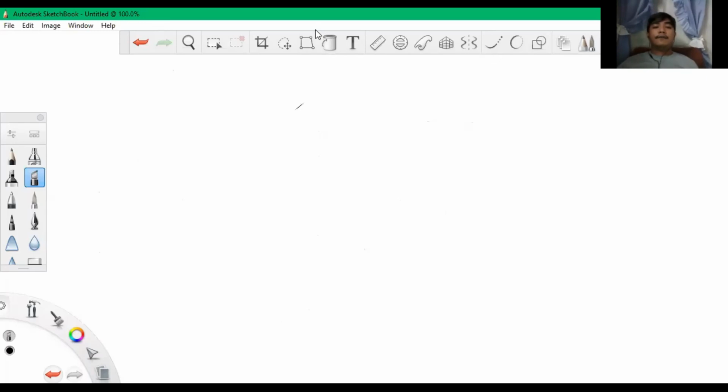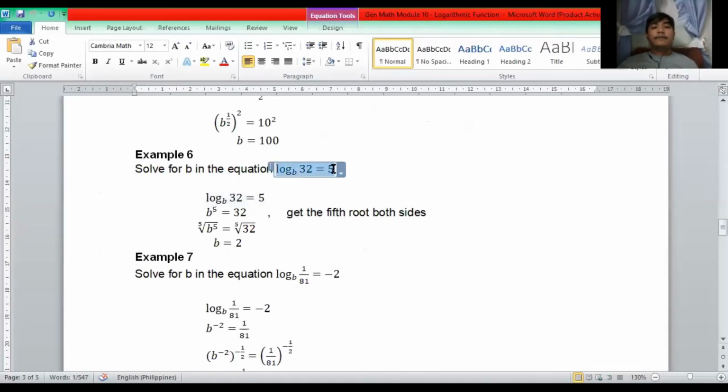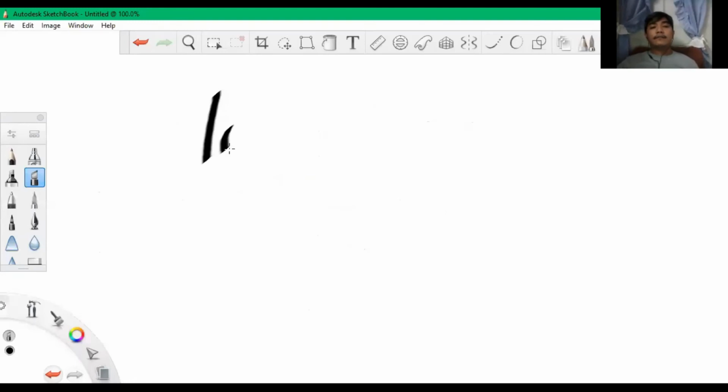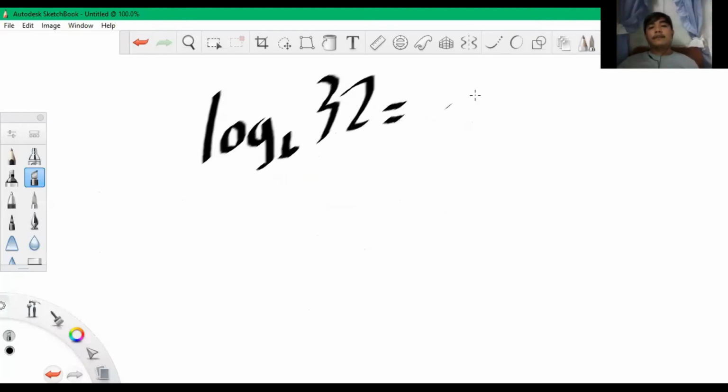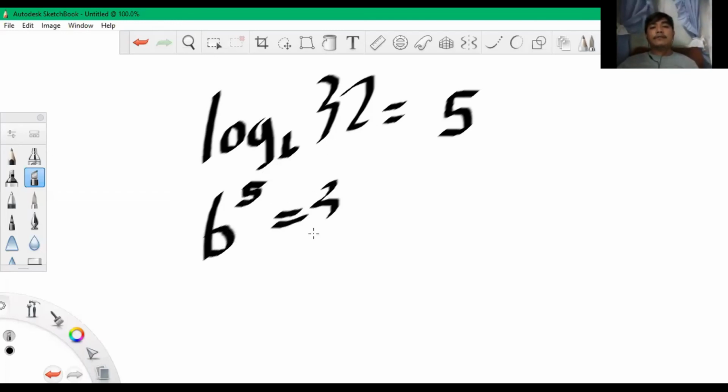Let's have another example. We have the logarithm of 32 to the base b is equal to 5. Again, para mas madali natin siyang ma-solve, convert this logarithm into its exponential form. So, get the base, which is equivalent to b, and its exponent is 5. So, we have b raised to 5 is equal to 32.